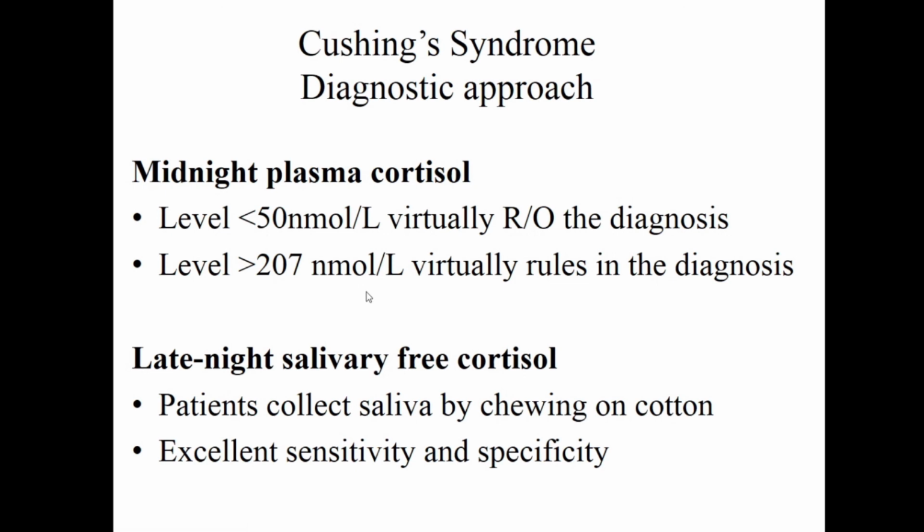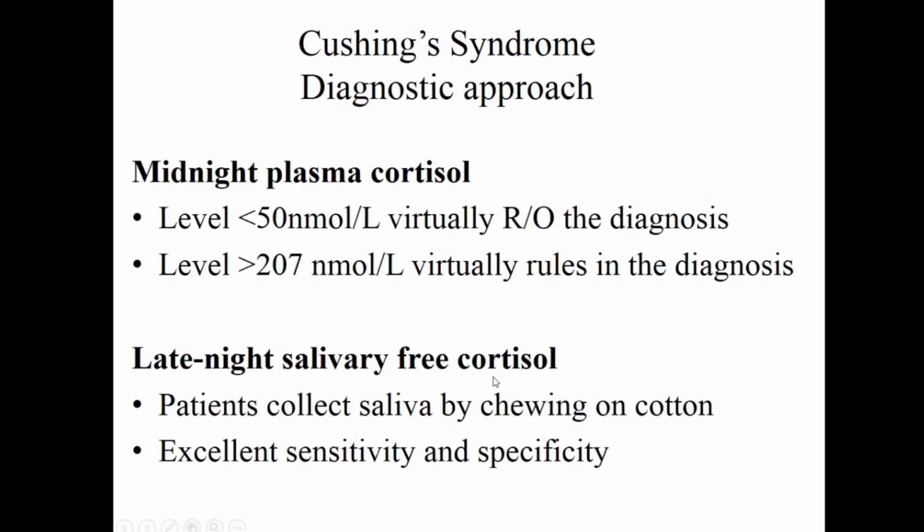Cortisol secretion is supposed to be maximum in the morning and least in the night, at midnight. So when you take the level at the point where it is supposed to be least and still it is high, that is in favor of Cushing syndrome. Without doing any suppression test, you know that the patient is likely having Cushing syndrome. The other test is the late night salivary free cortisol.